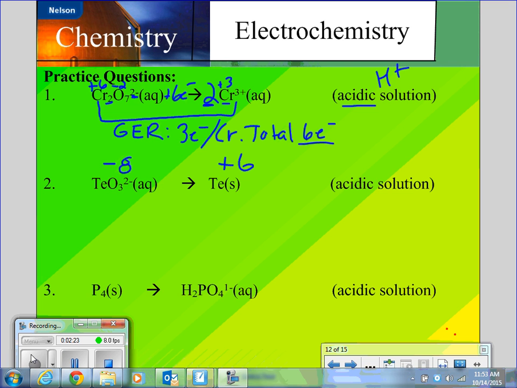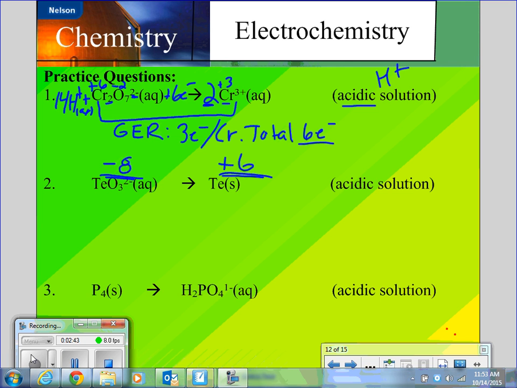Hydrogens have a positive charge, H+. So we don't want to add them to the already positive side and make it more positive. We want to add them to the negative side. So how many hydrogens does it take to bring -8 up to +6? We've got to add 14 H+.